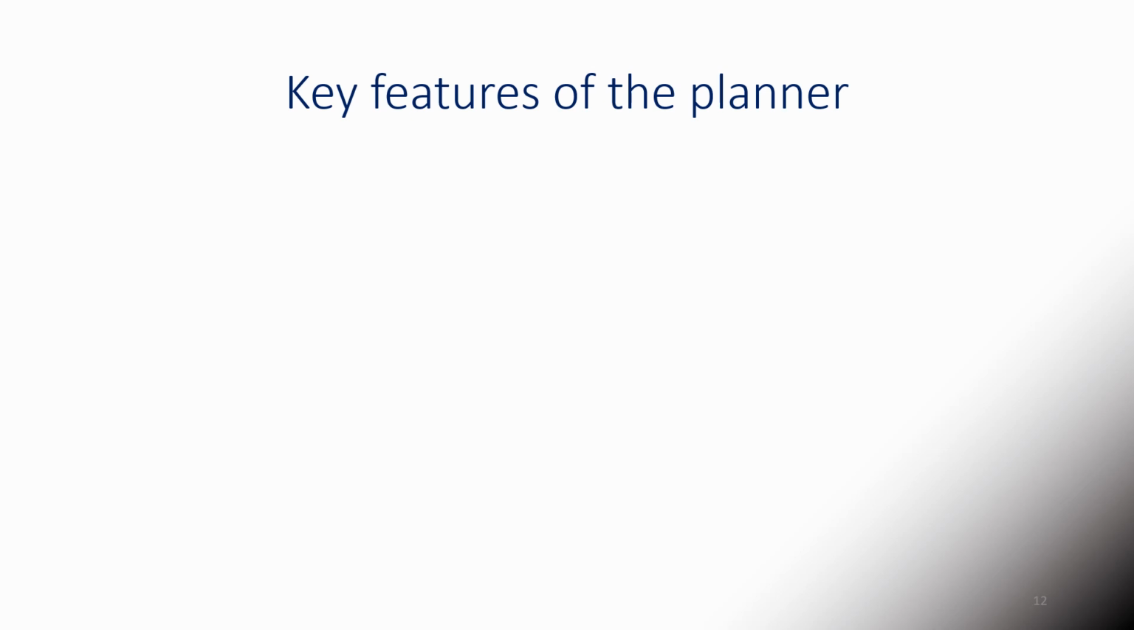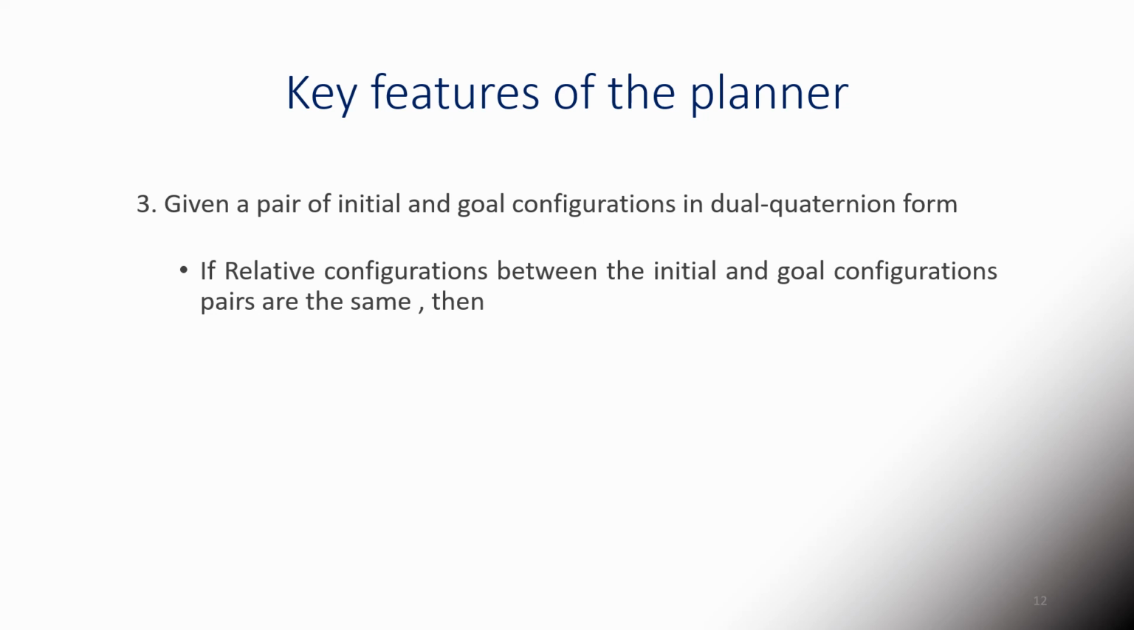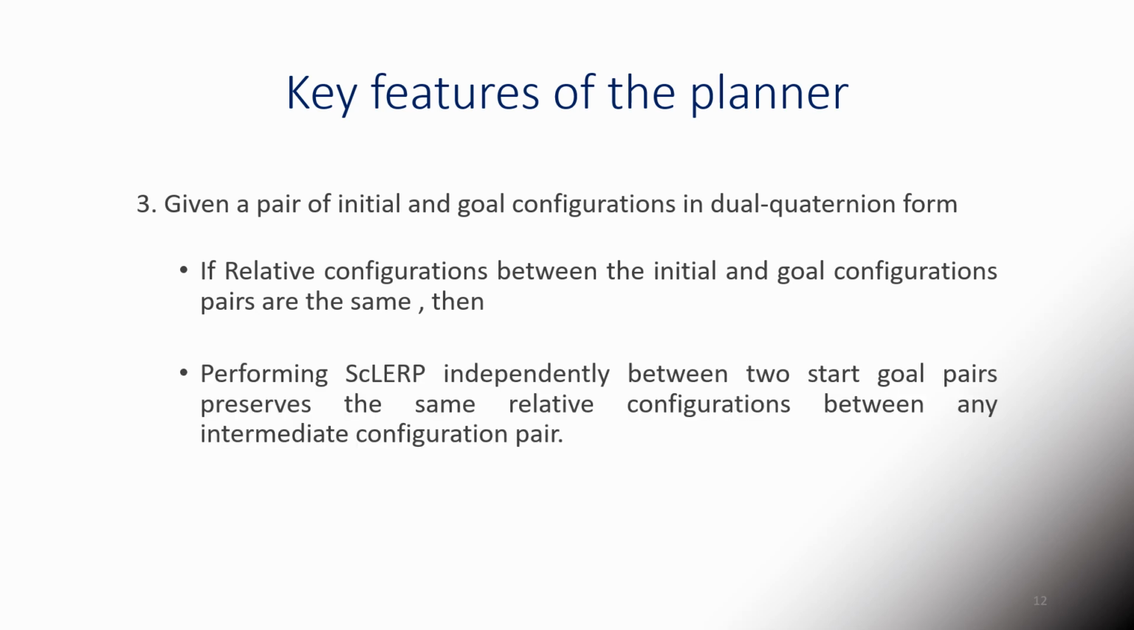Here we present another key feature of the planner. Given a pair of initial and goal configurations in dual quaternion form, if the relative configurations between the initial and goal configuration pairs are the same, then performing screw linear interpolation independently between the two start and goal pairs preserves the same relative configurations between any intermediate configuration pair. Please see lemma 3 and the respective proof given in the paper.